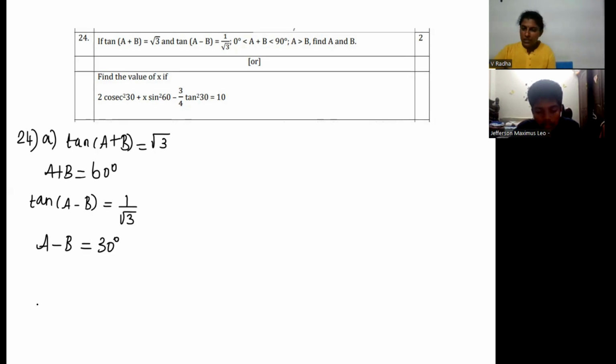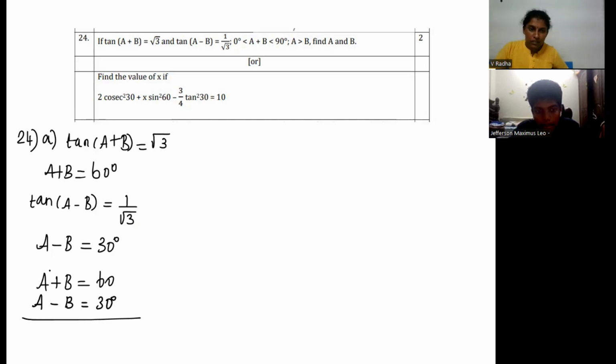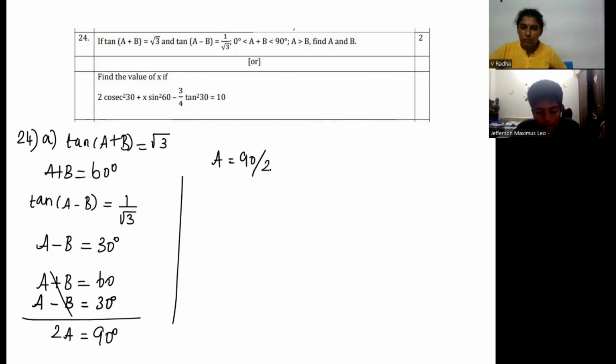So using these two equations, by the elimination method, we will get A and B. A plus B equal to 60. Write down the equations one by one. Now just add them together. B gets cancelled. 2A is equal to 90 degrees. So A is equal to 90 by 2, so A is equal to 45 degrees.